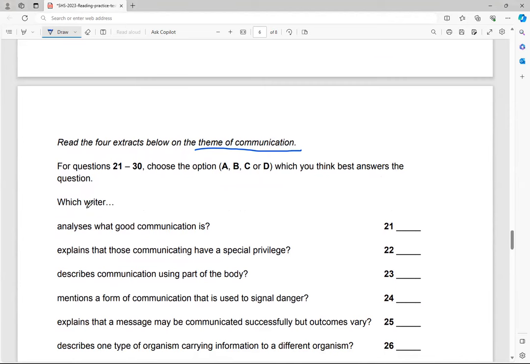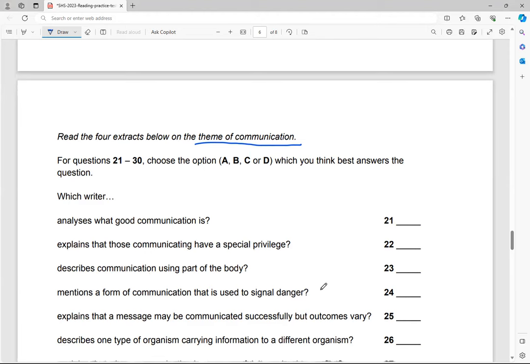So the questions, for example, are like, which writer analyzes what good communication is? And you'd have to answer the writer of extract A, B, C, or D. So you just put A here if you think it's A, or you'd put B if you think it's the writer of extract B, and so on and so forth. So let's read through the extracts together, because there's no way of just looking at the questions and then going back to the text without having read them.